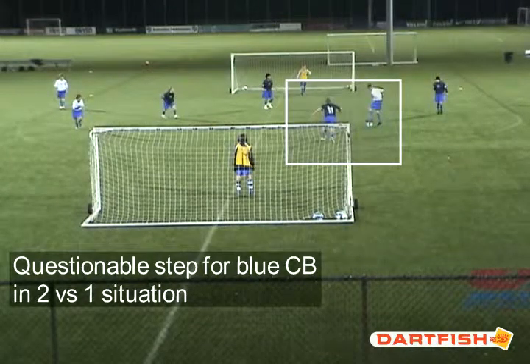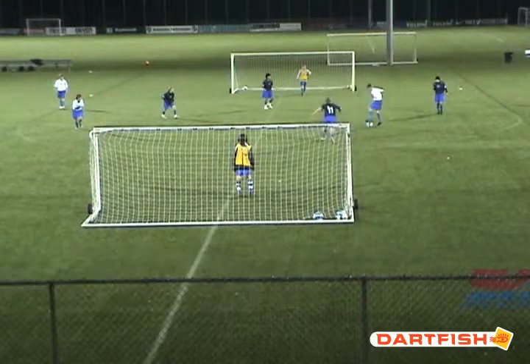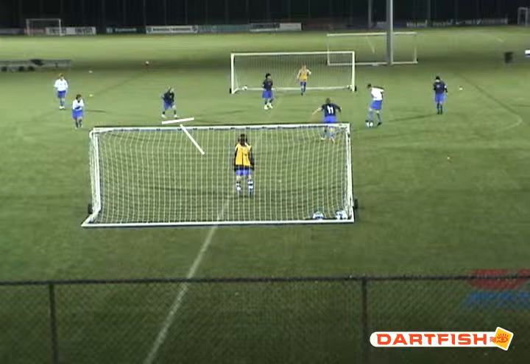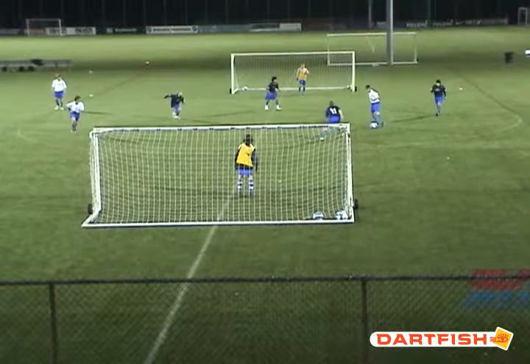Here we have a blue player aggressively stepping on a player that is able to turn and really not be close enough to put him under pressure. And because of this, the covering defender doesn't get back into the space soon enough, and the ball is able to be played and split. So perhaps a better option here for this defender would have been just to drop a little bit and delay, allowing time for the covering defender to get back.